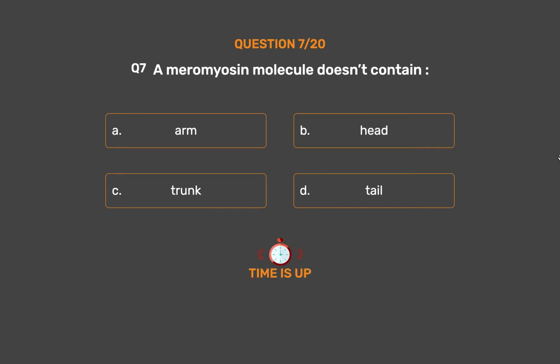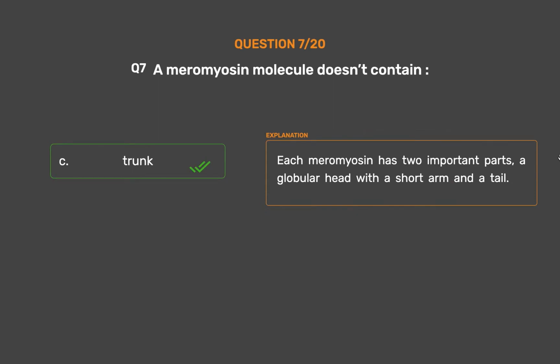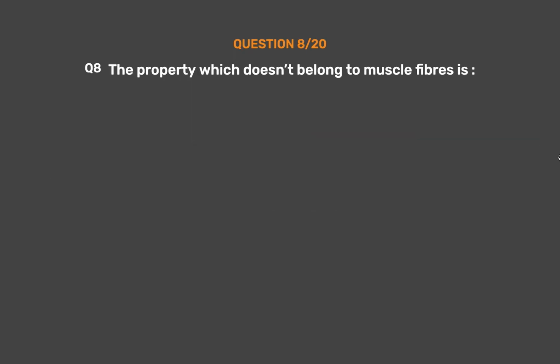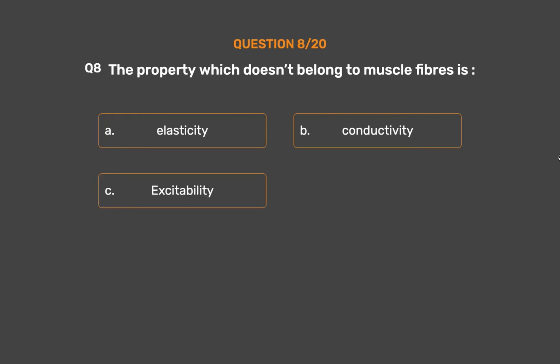The correct answer is Option C. Trunk. Each meromyosin has two important parts, a globular head with a short arm and a tail. Question number 8. The property which doesn't belong to muscle fibers is option A, elasticity, option B, conductivity, option C, excitability, option D, contractility.